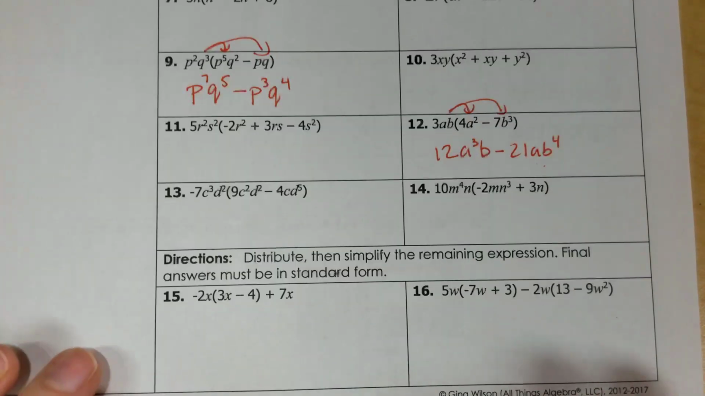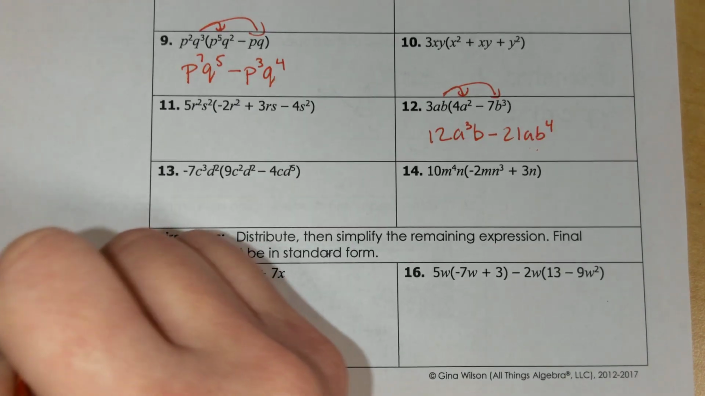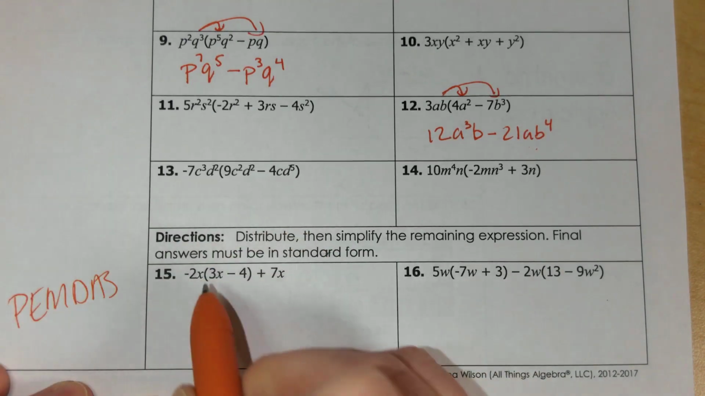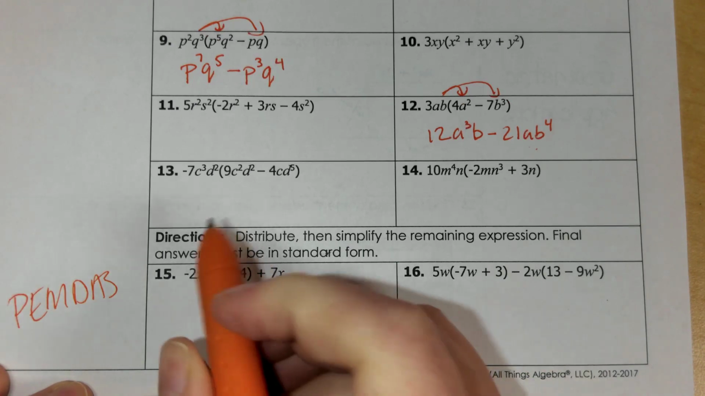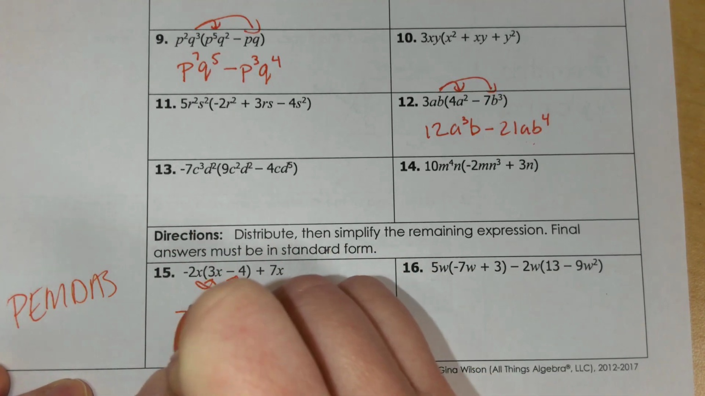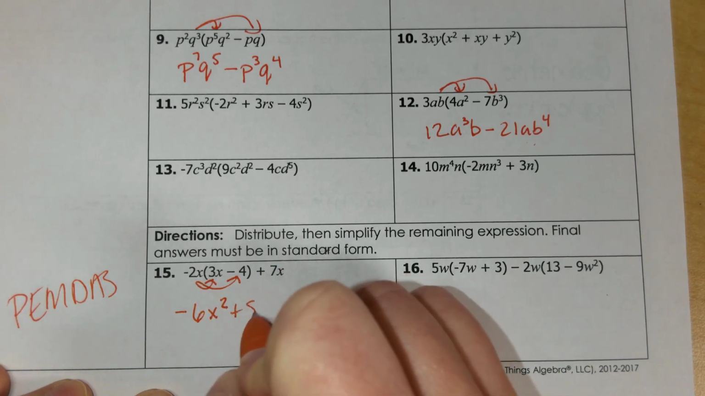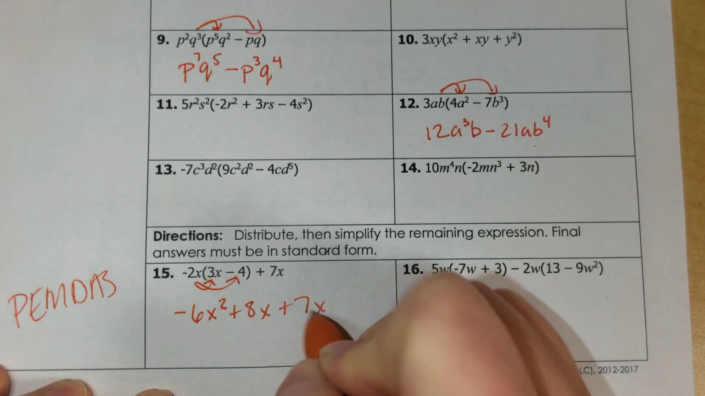So we do have a few mixed operation questions here where we have a few additional pieces to work with. So just don't forget your order of operations. Here we have multiplication and then we have addition. So I'm going to multiply first. Negative 2x times 3x becomes negative 6x squared. Negative 2x times negative 4 becomes a positive 8x. And then we have this addition down here.